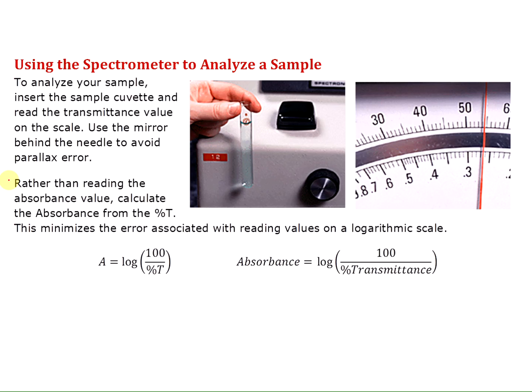Rather than reading the absorbance value, we want to calculate the absorbance from the percent transmittance. So you will record the percent transmittance, and then in Excel you will calculate the absorbance from the percent transmittance. And this minimizes the error associated with reading values on a logarithmic scale. So the equation for this is absorbance equals the log of 100 over the percent transmittance. So this will allow you to convert from percent transmittance to absorbance.